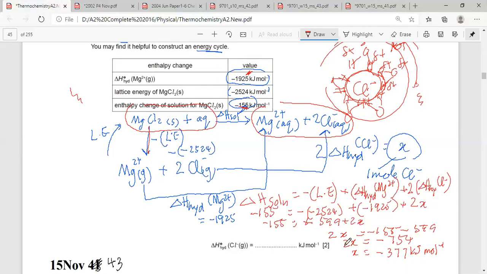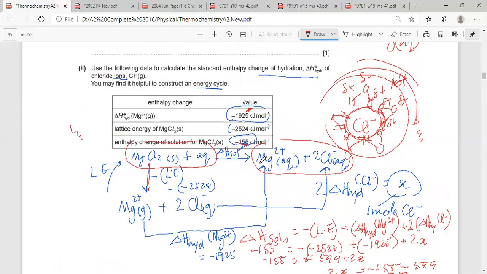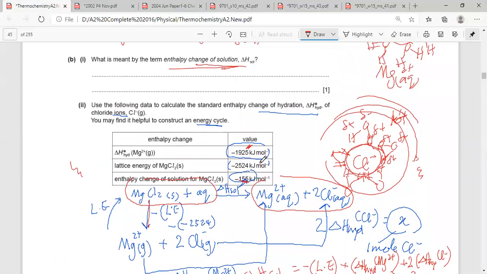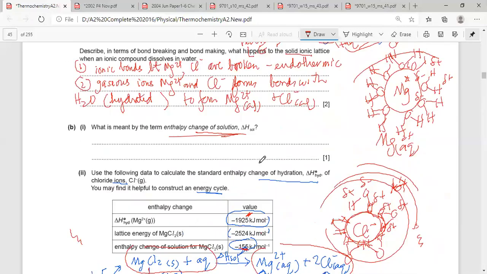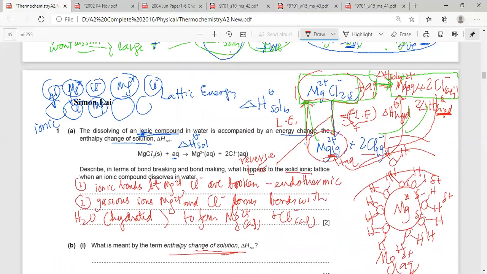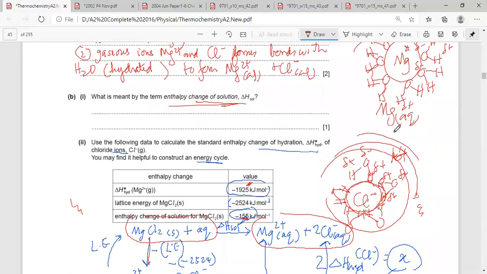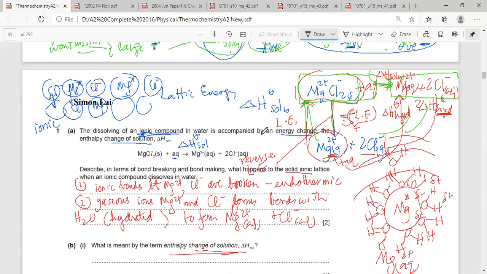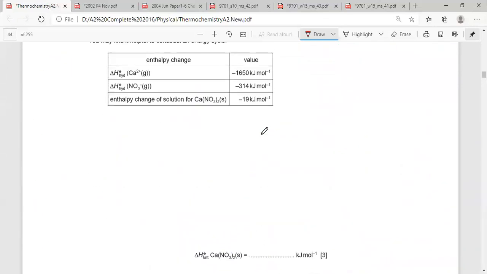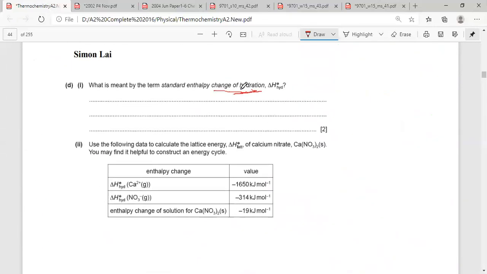So this whole thing talks about the heat of solution. Now I think I'll stop here, or I'll go on a bit more. But I want you to look at what they say here. This question is very good because it asks you for the definition of heat of solution, and the earlier question asks for the heat of hydration.